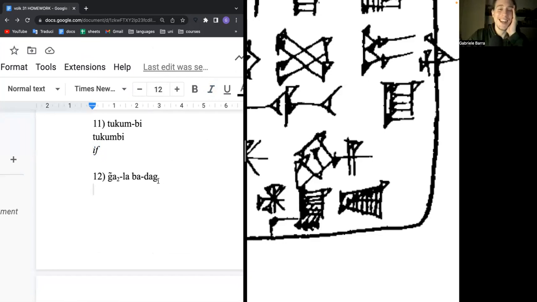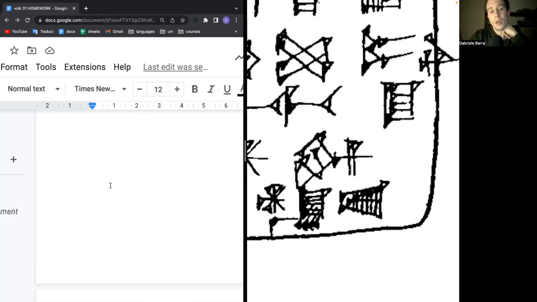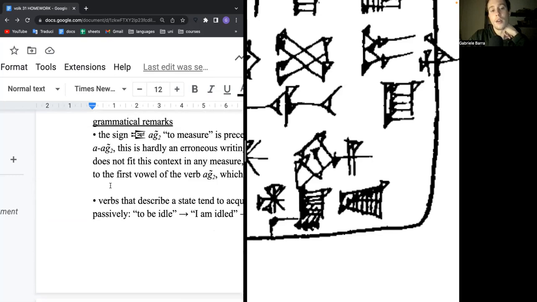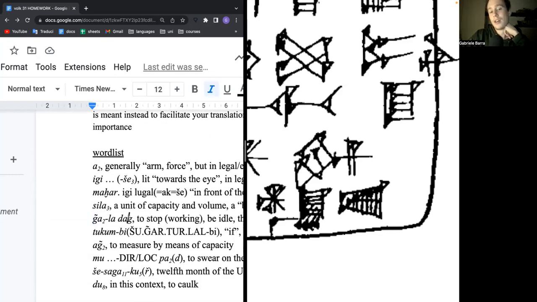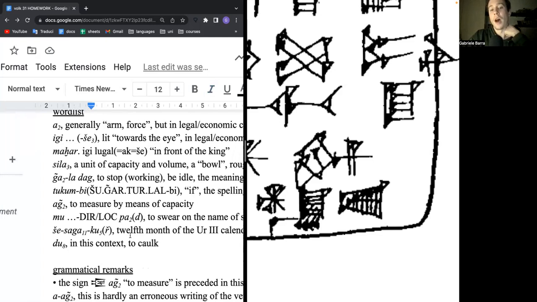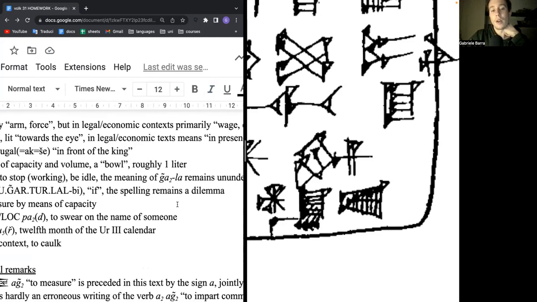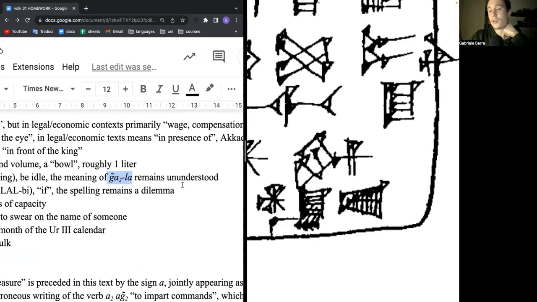So we have some verbs, well, some words in general that are really hard to translate and kind of sound like an inside joke. Like we have no idea about the etymology and about the real meaning of them. Sometimes we only know the meaning in context or inside of compounds. And this is the case with such a word as ngaladag, which is to stop working, to be idle. And I also include the fact that gala is not understood.